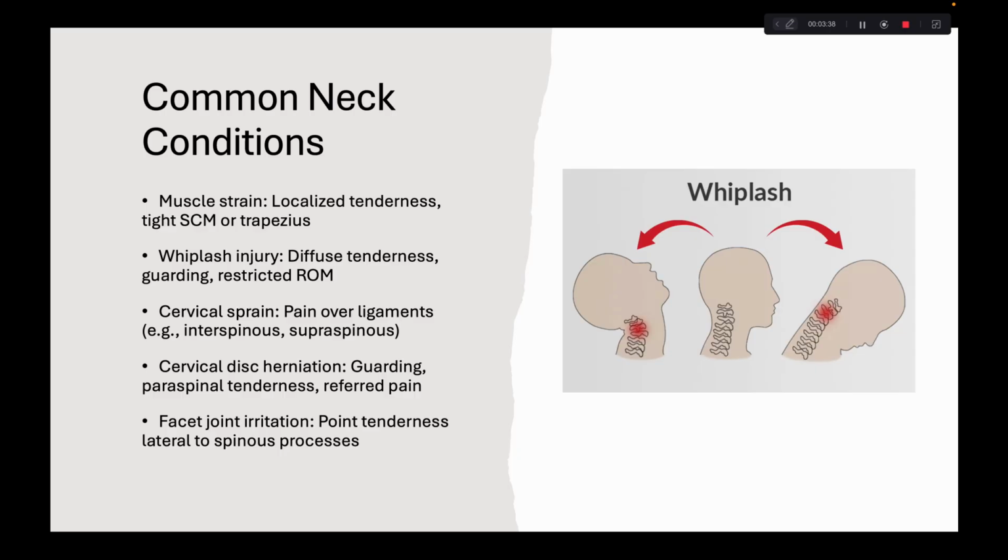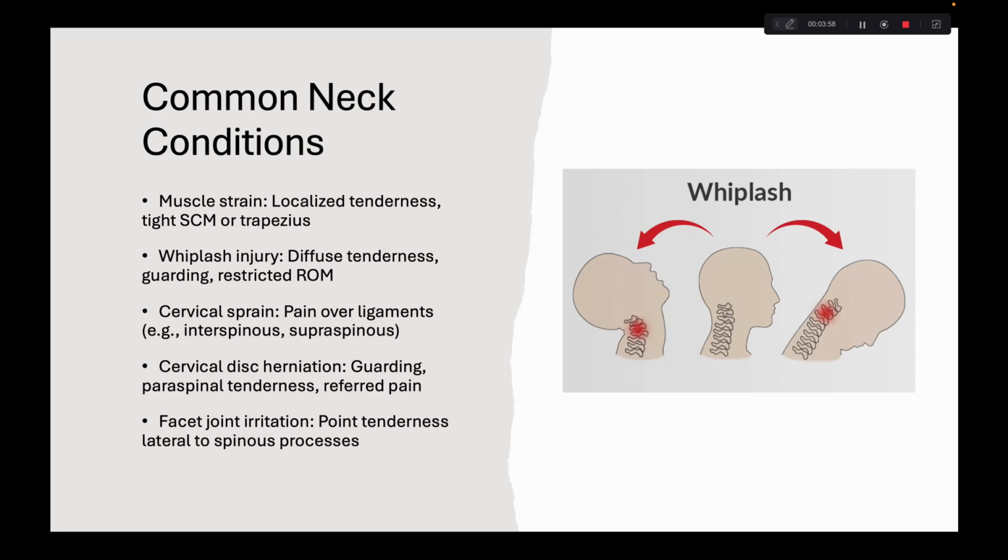Now we have some common neck conditions. A big one would be muscle strain. With this, there's localized tenderness. There can be tight SCM and trapezius muscles. Any of those muscles in the neck and head, in the shoulders, could be strained. Whiplash is a big one.